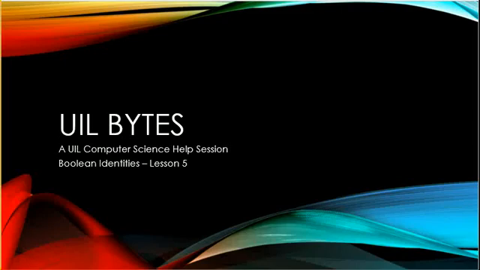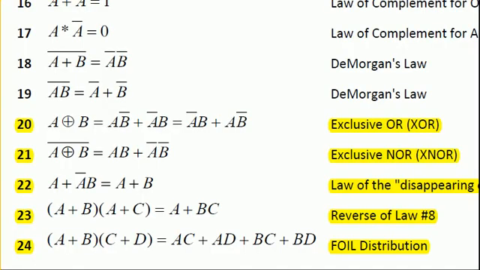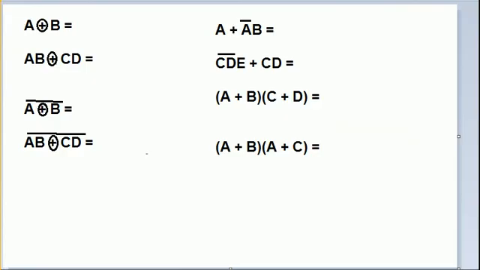In this fifth lesson on Boolean identities, we're going to explore the remaining laws that we've not discussed yet. So let's go straight to the examples and we'll talk about each one as we go.